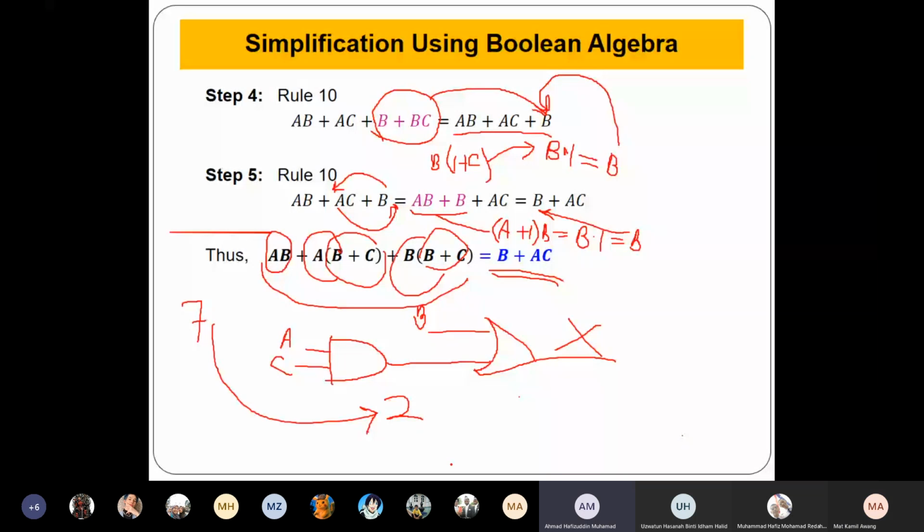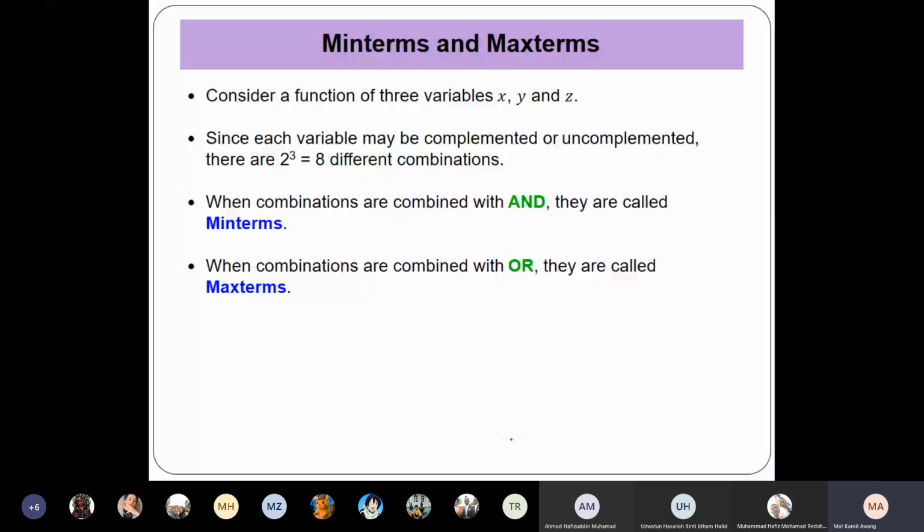So that is actually the steps in simplification of Boolean algebra. Basically, you use all those 12 basic rules plus 2 De Morgan's rules in order to do the simplification of the algebra. So any question? So this one I'm going to do next week. So for today, the lecture is done.